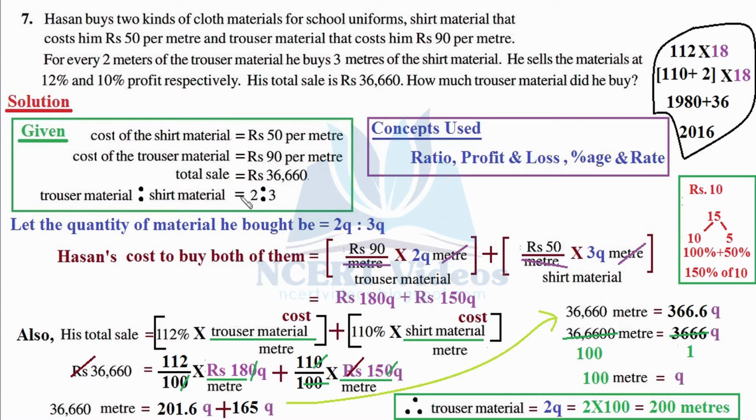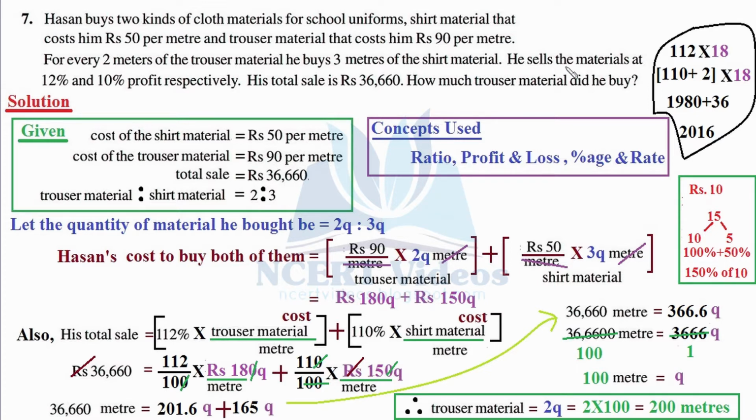Do not swap it. That is, trouser material should not be written as shirt material. This 2:3 cannot be 3:2. If you make it 3:2, you have to make it shirt material ratio trouser material. Most of the students always make mistakes in this part. Always bear the order in mind. That is, 2 meters refers to trouser, so we wrote trouser and in respect to that we wrote 2. Similarly, for shirt material that is 3 meters, so shirt material corresponds to 3. Till this line everything is clear so far.